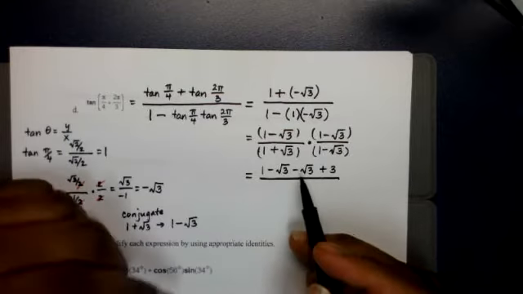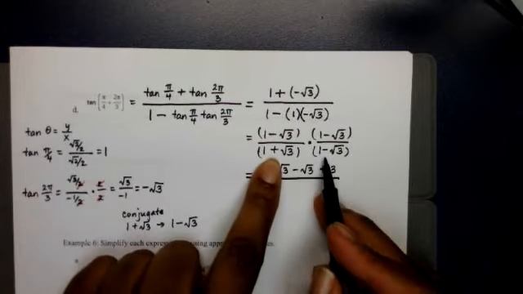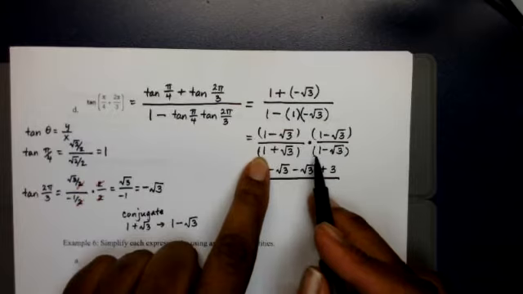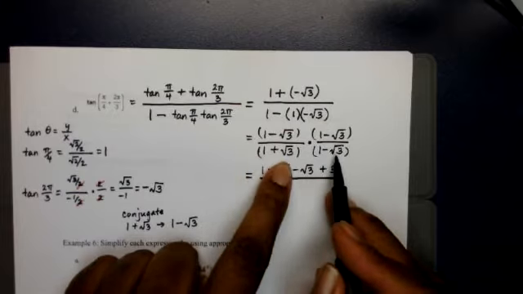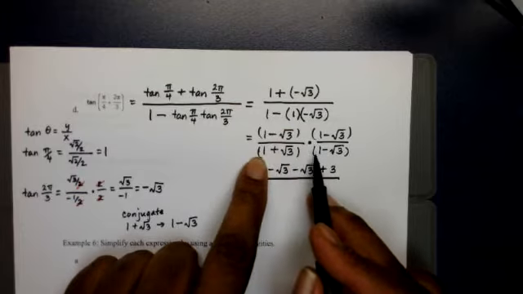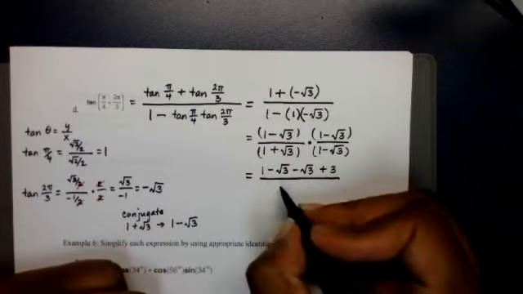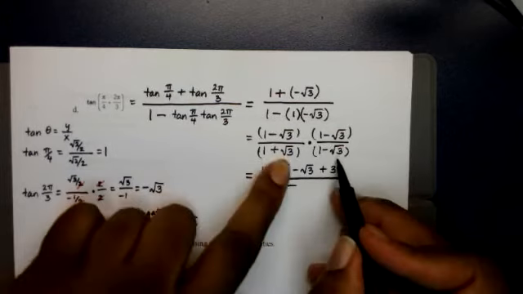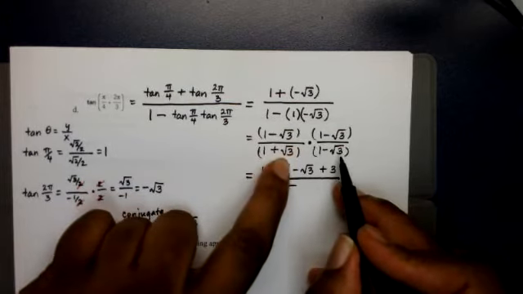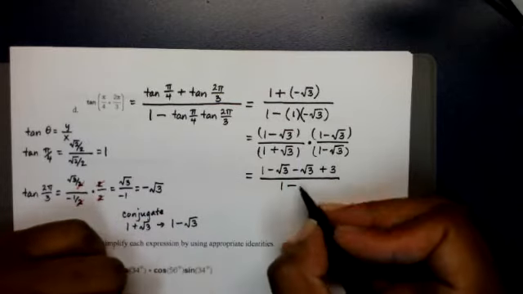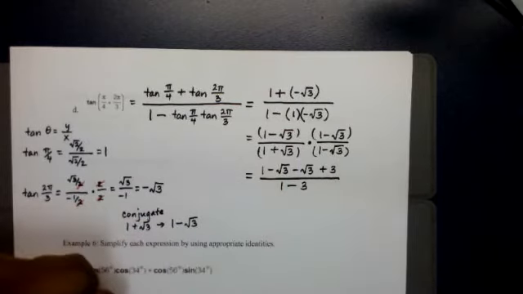Now the denominator, since these are conjugates of each other, I can just simply square the first term minus the square of the last term. The square of 1 will be 1. The square of the square root of 3. If you square a square root, the radical is gone. You'll be left with what's underneath it. It'll be 3.